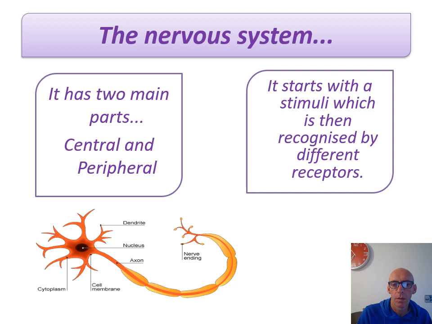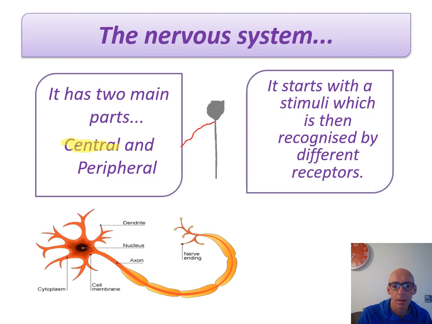Right, the nervous system itself. Two main parts of the nervous system: the central nervous system, which is made up of a brain and your spinal cord down. Outside from that is all the peripheral nerves. So when we mean peripheral, we're on about surroundings.